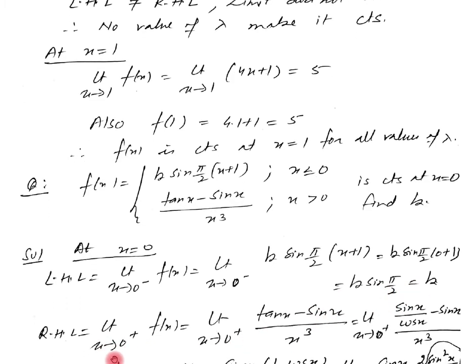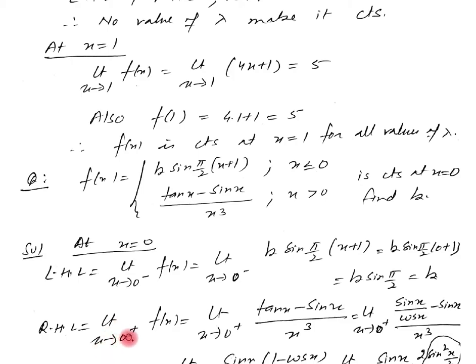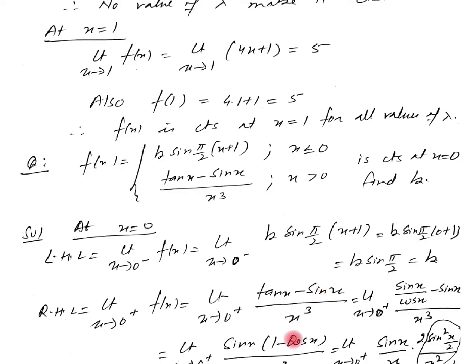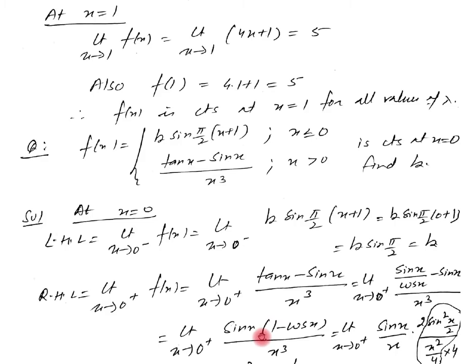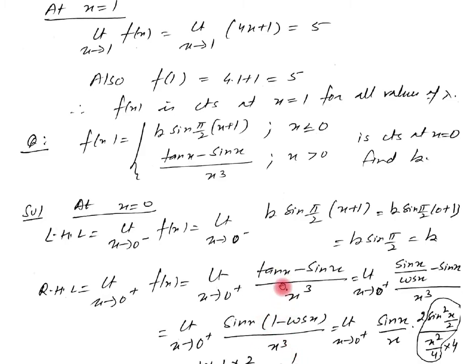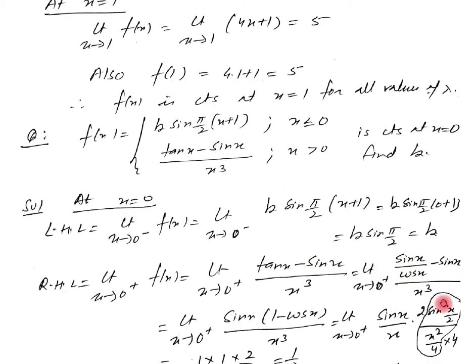Now again the right hand limit, x tends to 0 plus f(x). Putting the value of the function here, (tan x minus sin x) upon x cube. Now for this function we have to find the limit. The same question is there in the 11th class also. When you find out the limit, we are just converting it here. Tan x can be written as sin x upon cos x, minus sin x as it is, x cube as it is.